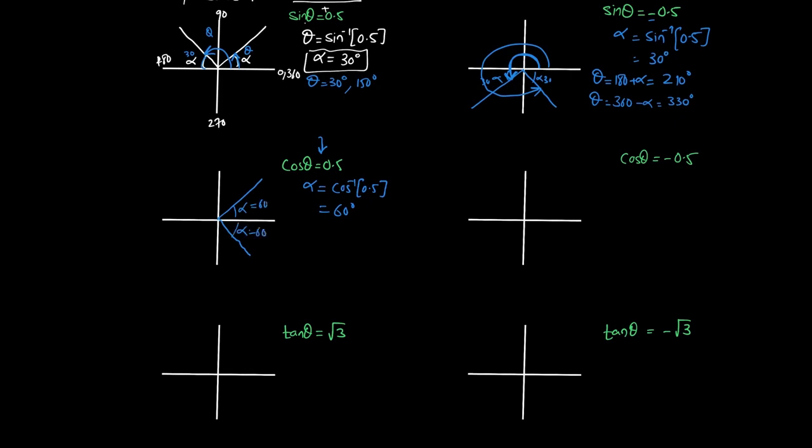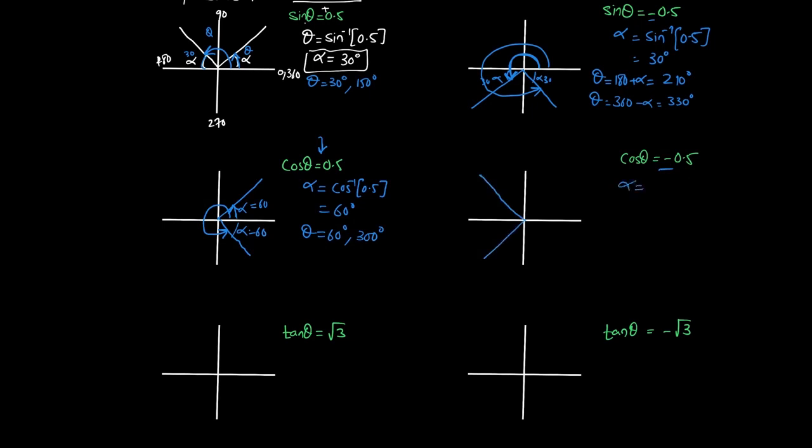Now in order to find the angle theta, one of the angles is this and the other angle is this. So theta is either 60 degree, or if it's in the fourth quadrant as well, 360 minus 60, which is 300 degree. If cos theta would have been negative, cos theta is negative in the second and third quadrant.